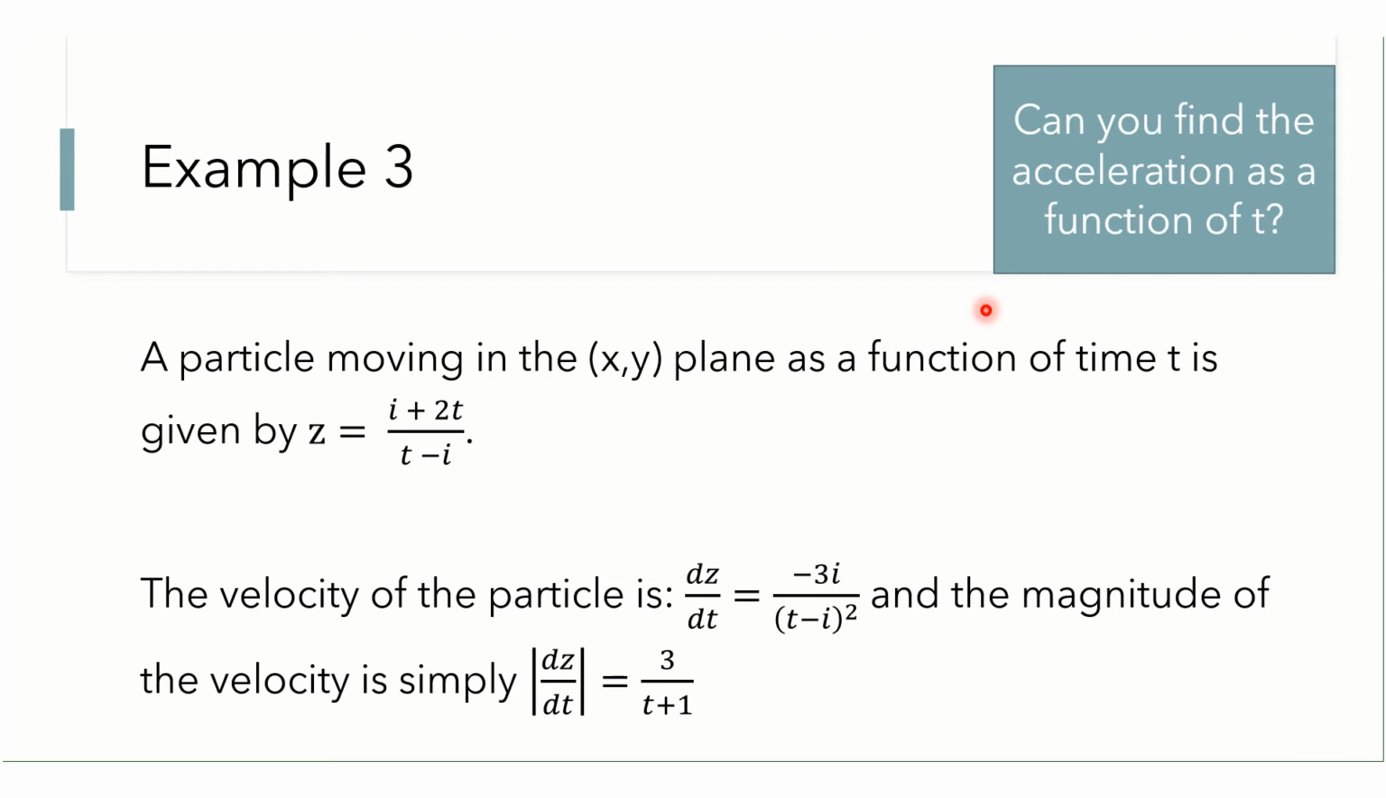So now we are going to example number 3, and we are considering a particle moving in the xy plane as a function of time, where the position in the xy plane is represented by this complex number z equals (i + 2t) divided by (t - i). So the first thing that we are going to do is to plot the trajectory. You want to know how the trajectory looks like.